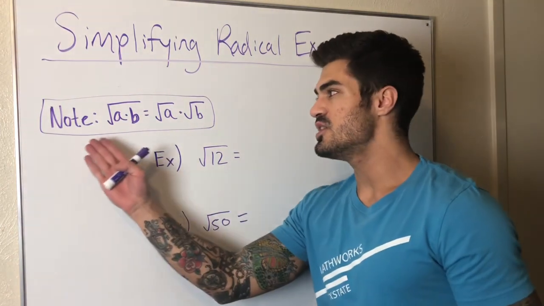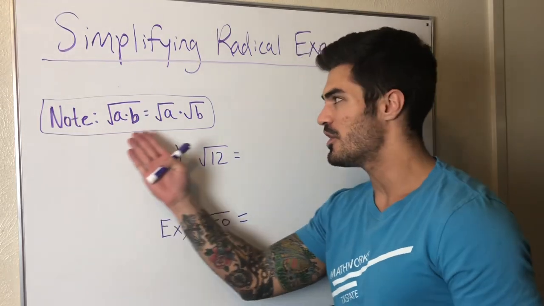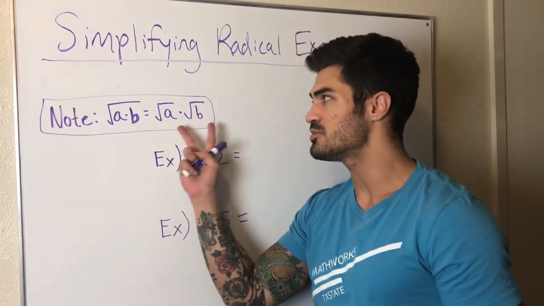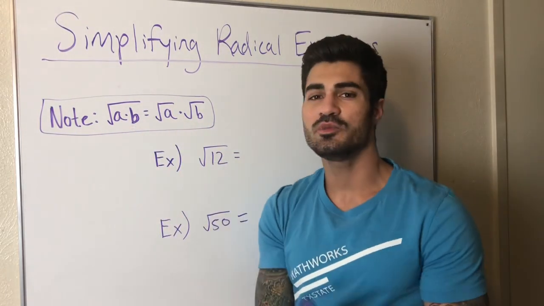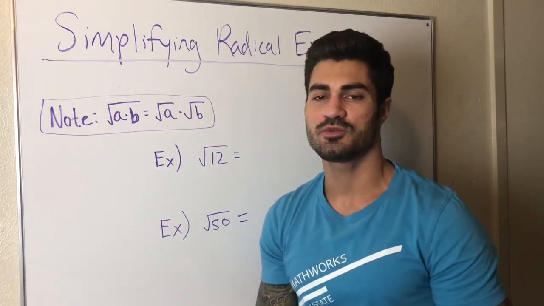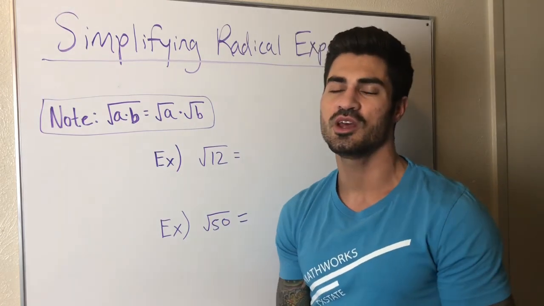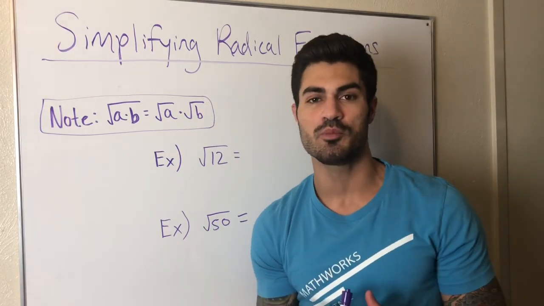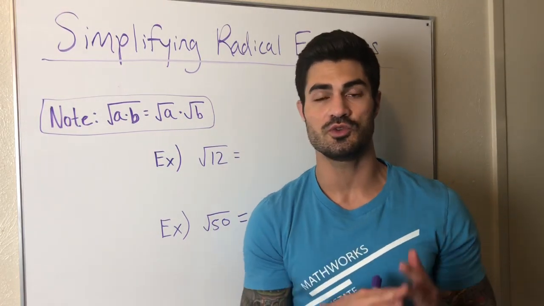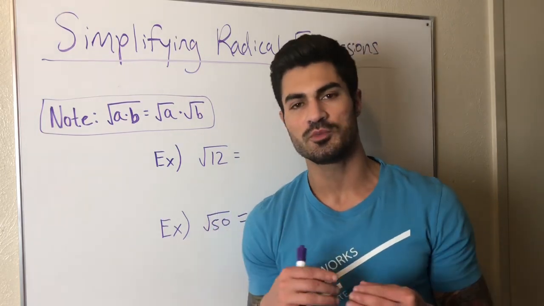So we're going to use this basic property of roots, right? The fact that we can split these up. And this is the idea that we use to simplify all these radical expressions. And what we're going to do is take whatever's under the root, and split it up into a product of smaller numbers. So a bunch of smaller numbers being multiplied together.